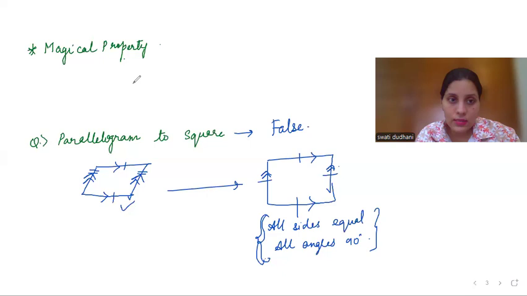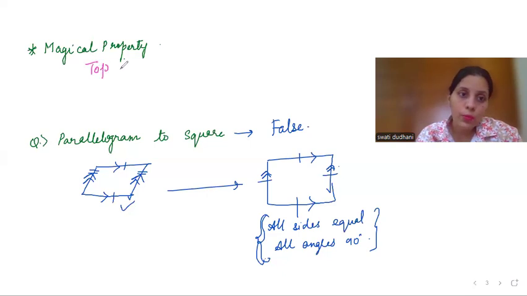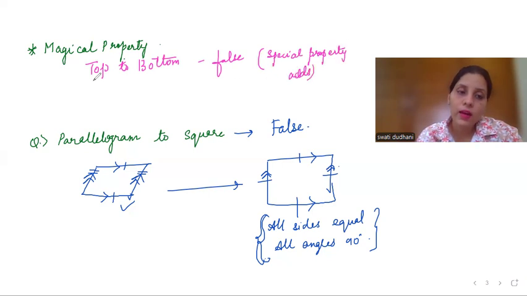Let me mark this. Top to bottom, false. Because why? A special property is added every time. But when I go from bottom to top, all the statements are true.